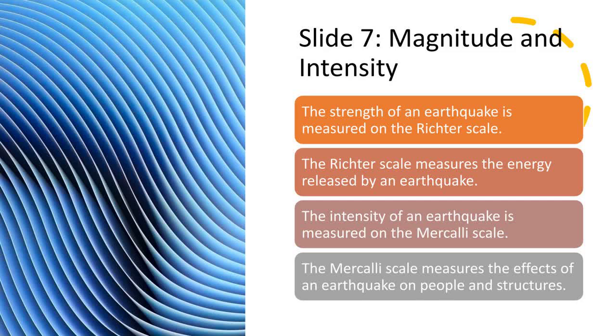The intensity of an earthquake, on the other hand, is measured on the Mercalli scale, which measures the effects of the earthquake on people and structures. The Mercalli scale ranges from I to 12, with I being the weakest and 12 being the strongest. The scale takes into account factors such as the damage to buildings and the impact on people's lives. Understanding the difference between magnitude and intensity is crucial in accurately assessing earthquakes.